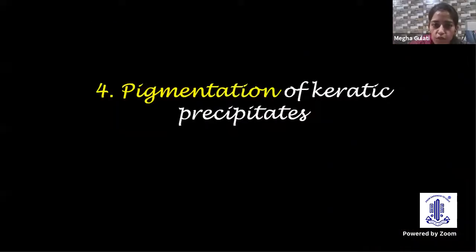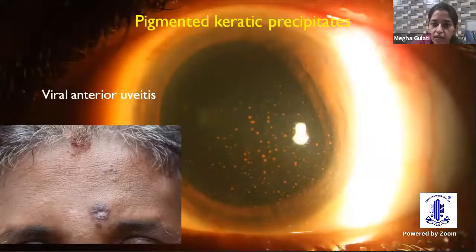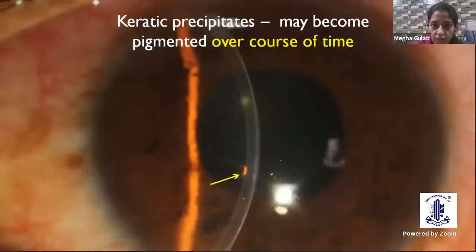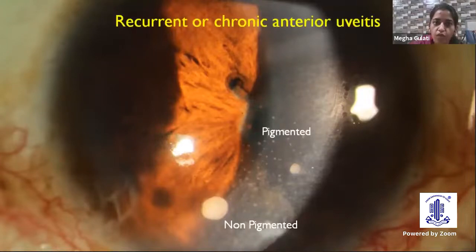Now coming to the fourth point, pigmentation of keratic precipitates. Usually they are non-pigmented. What if we see pigmented keratic precipitates? They are characteristic of viral anterior uveitis. Also, over the course of time, keratic precipitates might get pigmented and crenated. So if in a patient you are seeing pigmented and non-pigmented keratic precipitates, we should think of recurrent or chronic anterior uveitis. So we divided the keratic precipitates and analyzed them into size, shape, location, and pigmentation.